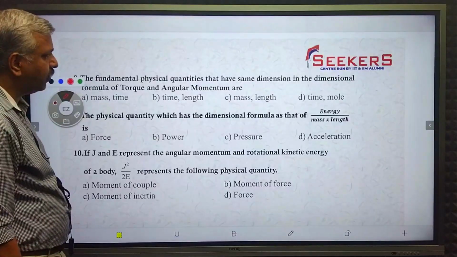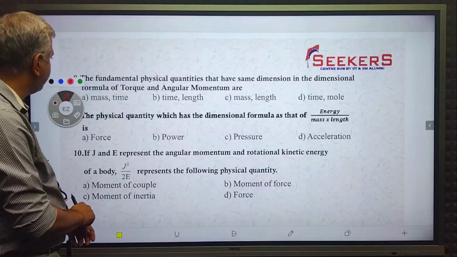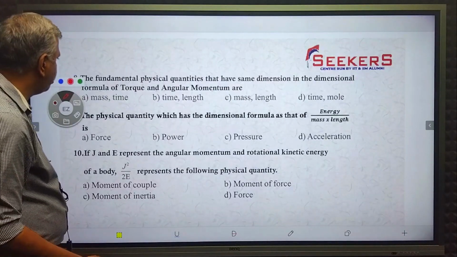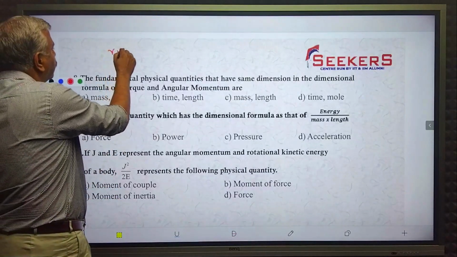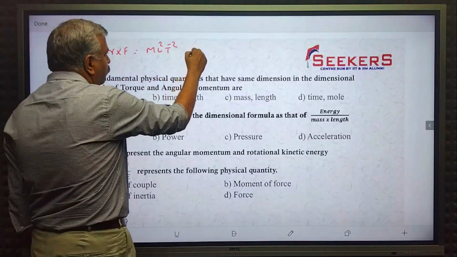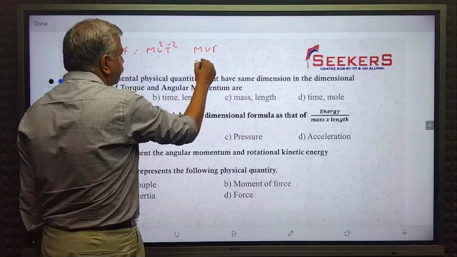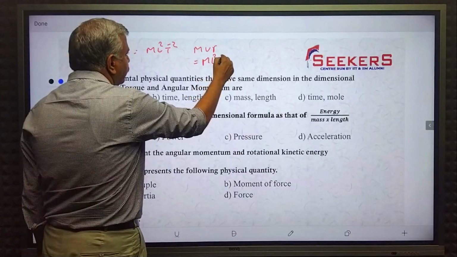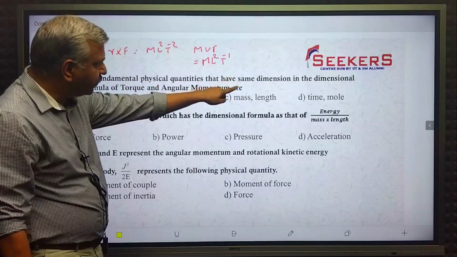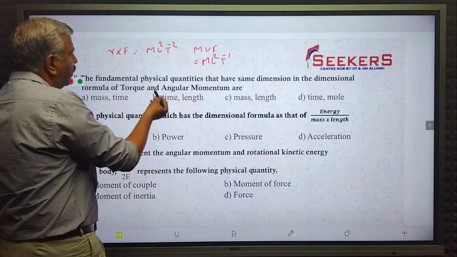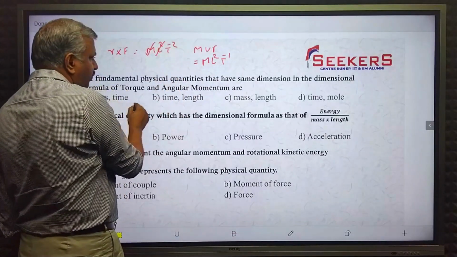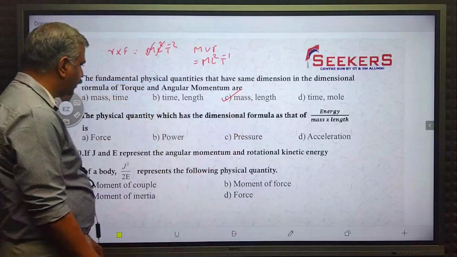The fundamental physical quantities that have the same dimensions in the dimensional formula for torque and angular momentum are? Torque is equal to R cross F. So that is mL squared T power minus 2. Angular momentum is mvr, so that will become equal to mL squared T power minus 1. They are asking the fundamental physical quantities that have the same dimensions in these two formulas. So the same dimensions are for mass and L squared. So mass and length. So option C is the answer.